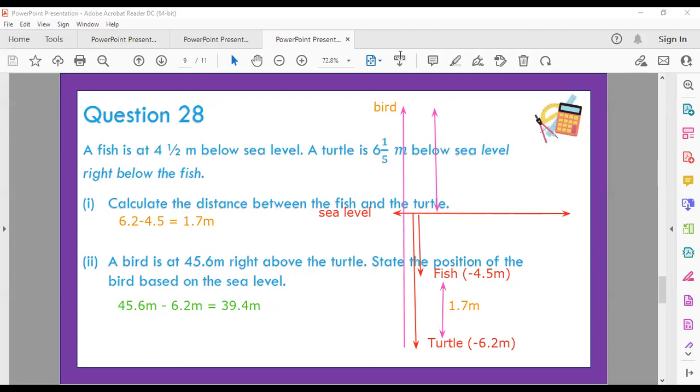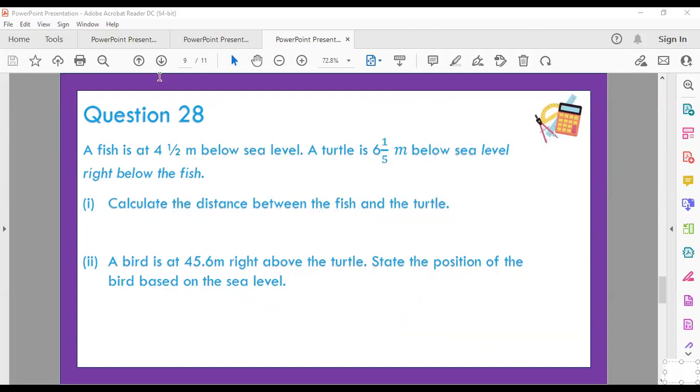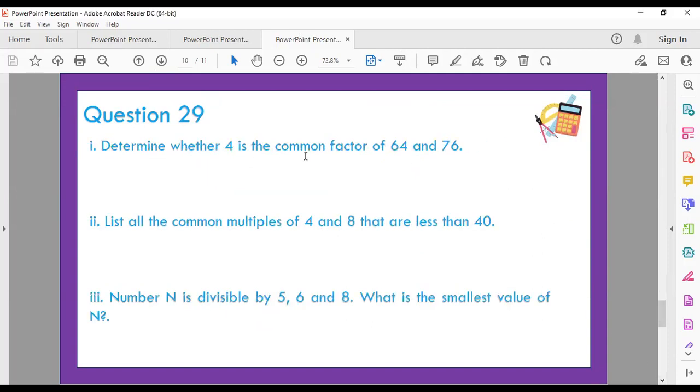Let's move on to our second last question, which is: determine whether 4 is the common factor of 64 and 76. Yes, of course 4 is. How do I know? 64 can divide by 4. 76 can also divide by 4. All you need to do is take your calculator and press 64 divided by 4. Do I get an answer? Okay, then 4 is a factor. 76 divided by 4. Do I get an answer? Yes. So it's a factor. It's a common factor for both.